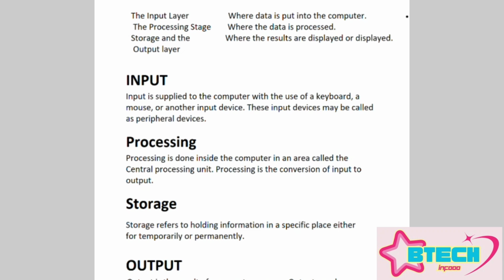Output may be viewed on a monitor screen, heard through speakers, printed on paper with printers and screen. These are the stages of operating system: input layer, processing layer, storage and the output layer.